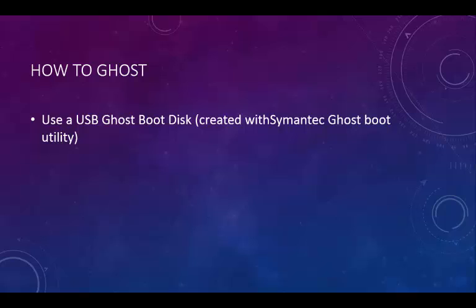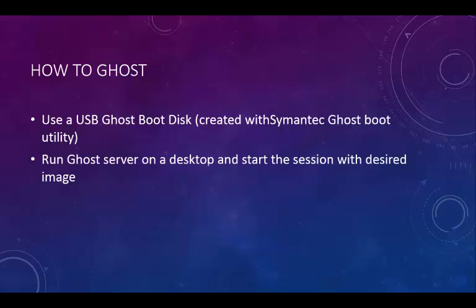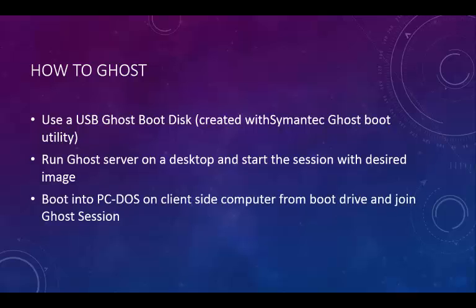Basics on how to ghost. You need a couple of things. The first thing you need is the USB drive that has the Ghost Boot PC-DOS on it. It's created with the Symantec Ghost Boot utility. We have a couple of those that you can use, or if you would like to have your own, you would need a fresh flash drive for us to erase everything on and load that up. Then you run Ghost Server on a desktop and you host the image that you want to be loaded onto a computer. You boot into PC-DOS on the computer that you want to load the image on, and then you start the session. You join the session.